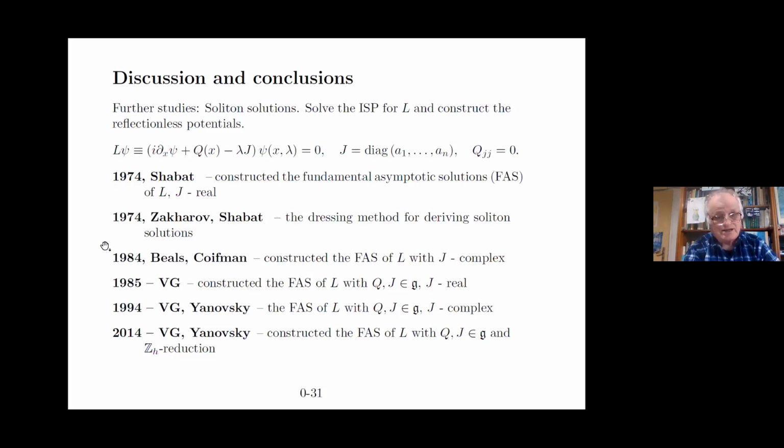Using these fundamental analytic solutions, Zakharov and Shabat then derived the famous dressing method for deriving the soliton solutions. So this was also very good news. Then about 10 years later, Beals and Coifman were able to construct the fundamental analytic solutions for generic Lax operators, where J has complex eigenvalues. And then later, my co-authors and I were able to generalize these results to the cases when L is an element of a simple Lie algebra and J has arbitrary complex values. Finally, in 2014, with Janowski, we constructed the fundamental analytic solution for Lax operators which are subject to Z_h reductions.